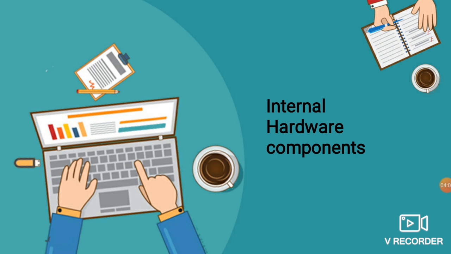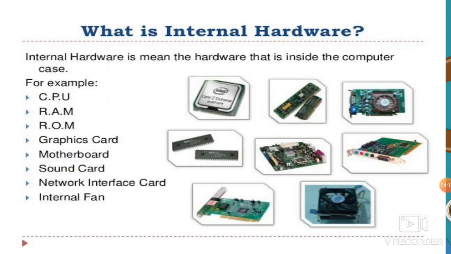Now next comes the internal hardware components. When we talk about hardware components, they can be classified into internal as well as external hardware components. Internal hardware components means all those components which are inside the computer case. Inside the computer case means inside the system unit which is given along with the monitor of the system. Now CPU, RAM, ROM, graphic card, motherboard, sound card, network interface card, internal fan, all these are the internal hardware components of the computer.